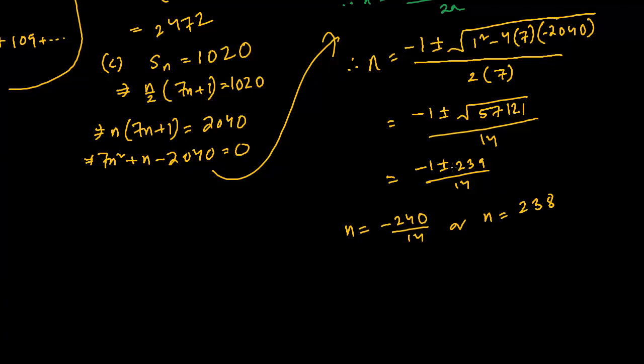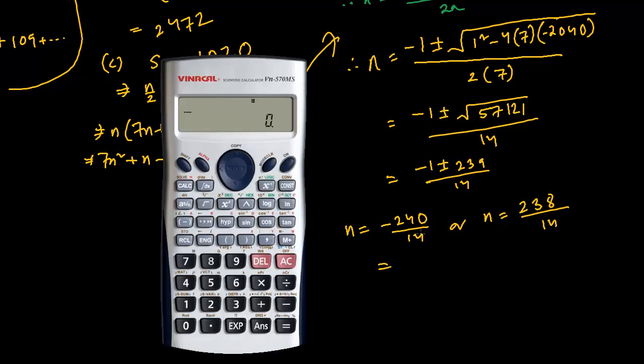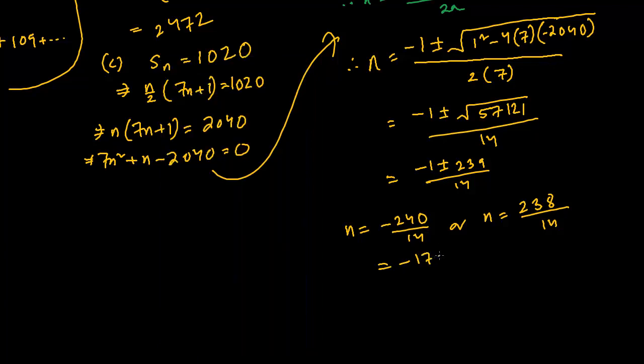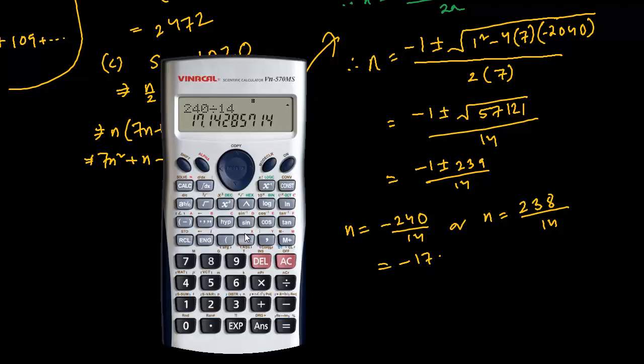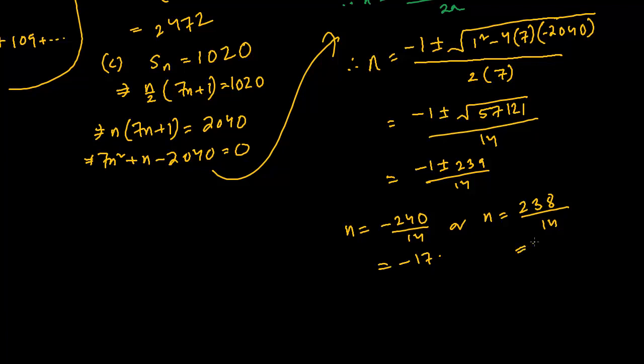If we take the plus value, 239 minus 1 is 238, divided by 14. Since this cannot be negative, we can just write down the value. So this is a decimal, minus 17 point something, 17.14, and the other one is 238 divided by 14, and this turns out to be 17. So n cannot be negative, n cannot be a decimal, so the answer would be n equals 17.